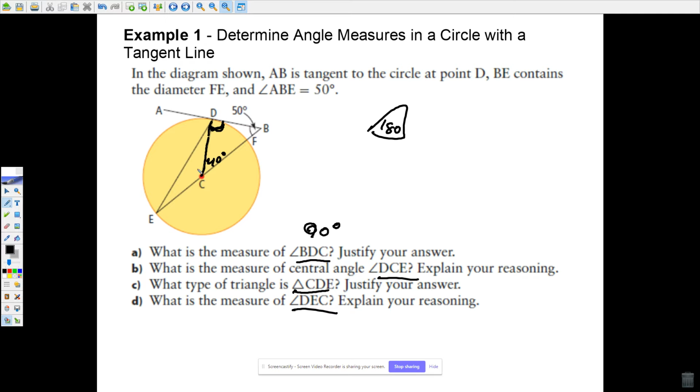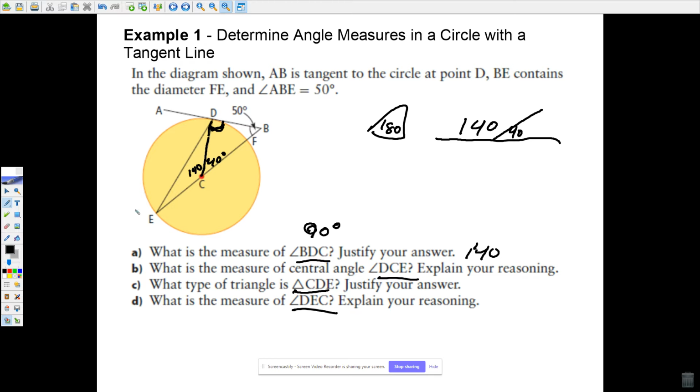Next step, to get the measure of this central angle DCE, we have to remember that a straight line is also 180 degrees. So if a straight line is 180, this piece right here that we have is 40 degrees. 180 minus 40 will tell us that this part right here is 140 degrees. Okay, so it took a few steps to get there, but that's the process for how you solve that. So DCE is 140.